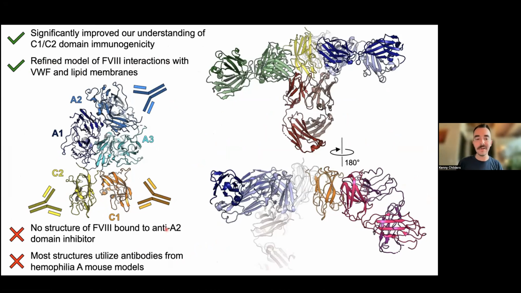First off, there is no structure of factor VIII bound to an anti-A2 domain inhibitor. And secondly, most of these antibodies that I've been showing you of these structures have come from mouse models of hemophilia A. So how this works is we take a mouse model, we knock out its factor VIII gene, inject it with factor VIII, it generates antibodies, and then we take those antibodies and complex them with factor VIII to start to get an idea of where these antibodies are binding.